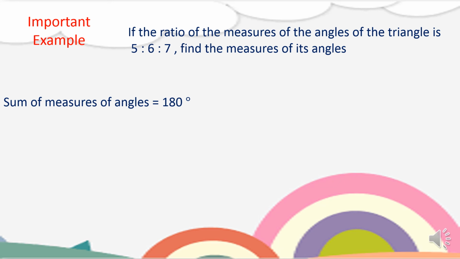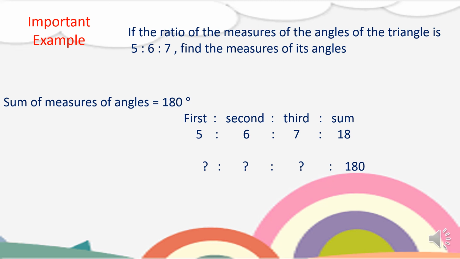So what do I do? I get the sum of parts in the ratio. I write first to second to third angle to sum. First to second to third, 5 to 6 to 7. And the sum of parts, 5 plus 6 plus 7, equals 18. And I put under 18 the real value of the sum, which is 180 degrees.